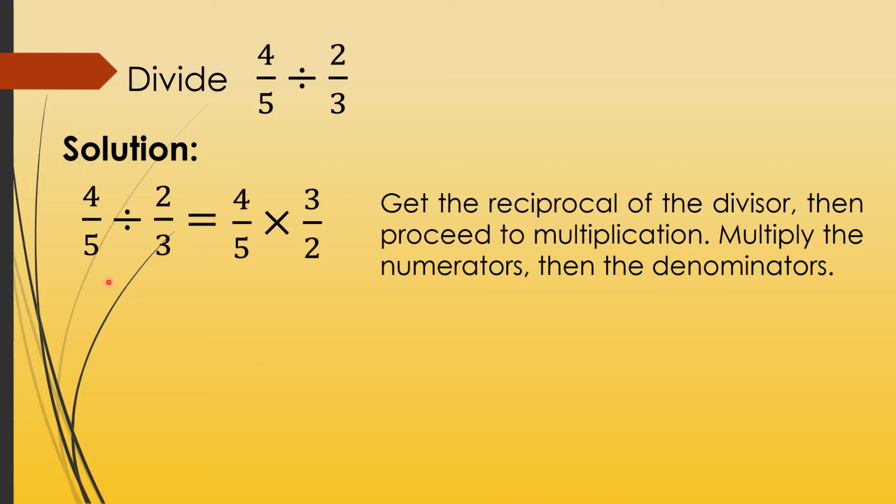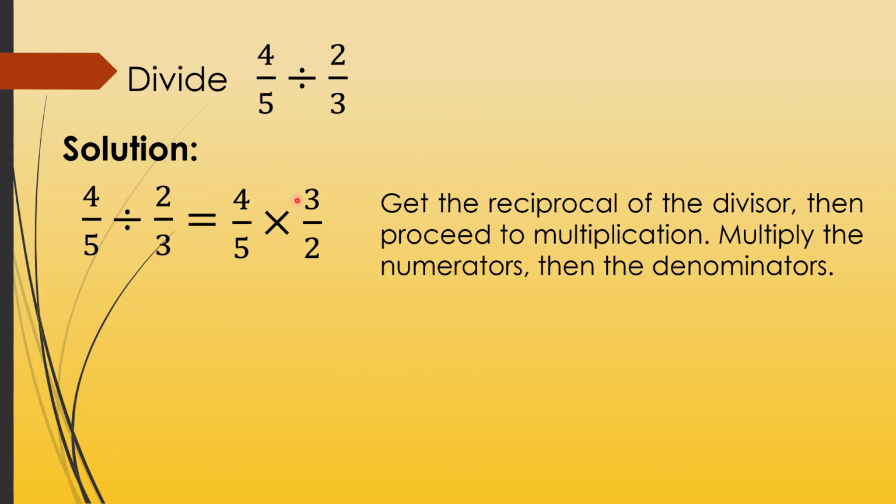So, yung 4 over 5 ay 4 over 5 pa rin. And then, yung division ay magiging multiplication. And then, kunin natin ang reciprocal ng 2 over 3. At ang reciprocal nito ay 3 over 2. Binaliktad lang natin ang posisyon ng numerator and denominator.